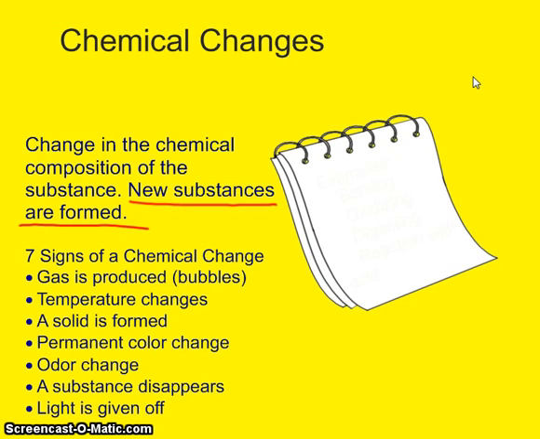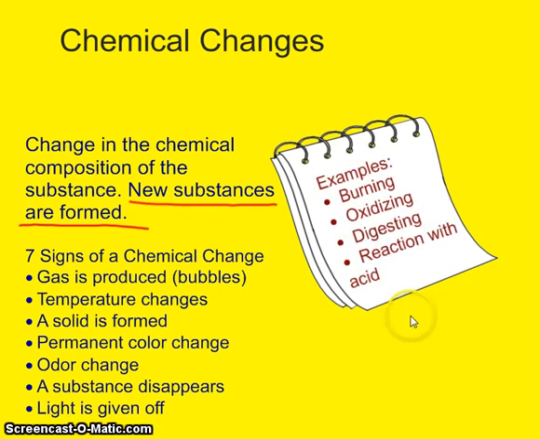What are the signs that you have a chemical change? Do you remember these? You could have a gas produced. You could have a change in temperature, so the object feels warmer. You could have a solid formed or a precipitate. You could have a permanent change in color, something that cannot be undone. You can have an odor change. The substance could disappear, or light could be given off.